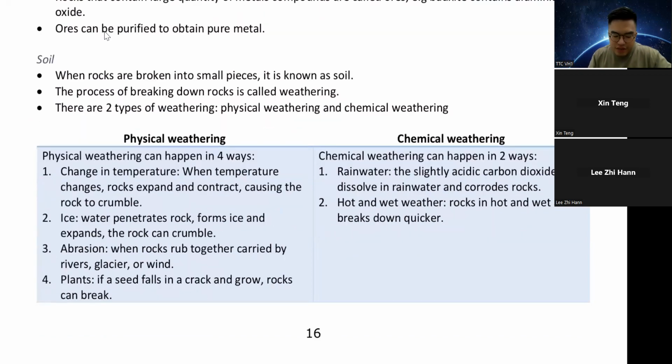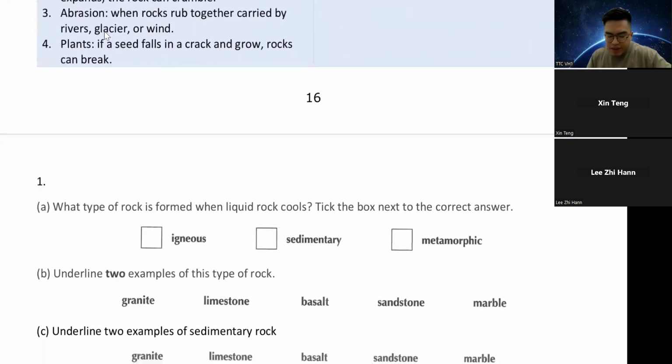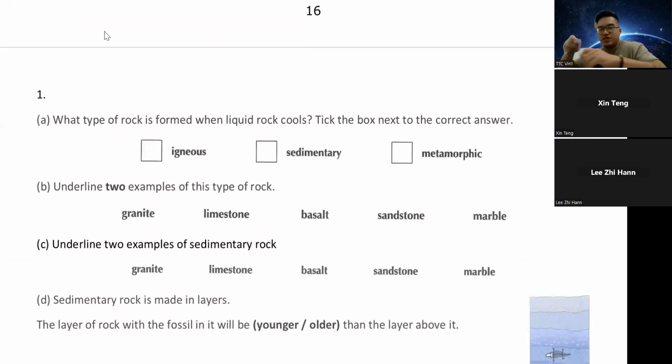Okay, so physical weathering is by temperature, ice, abrasion means rubbing, or plants. When a seed drops into a rock, when they grow, the rock will break. Okay, and then you have chemical weathering by rainwater or by weather. Okay, weather is actually physical, if you want to put it that way. Okay, so guys, let's go to the questions.